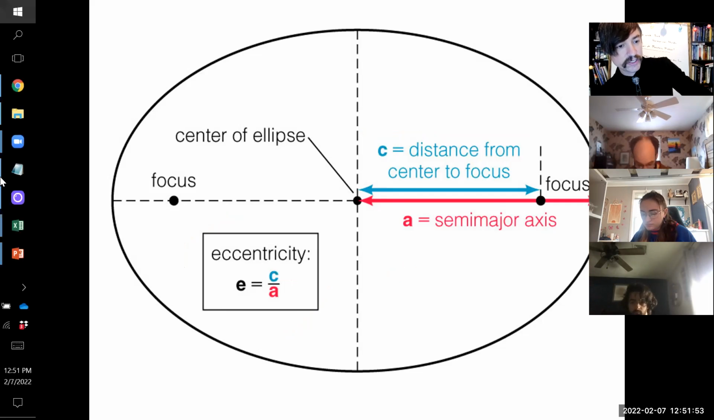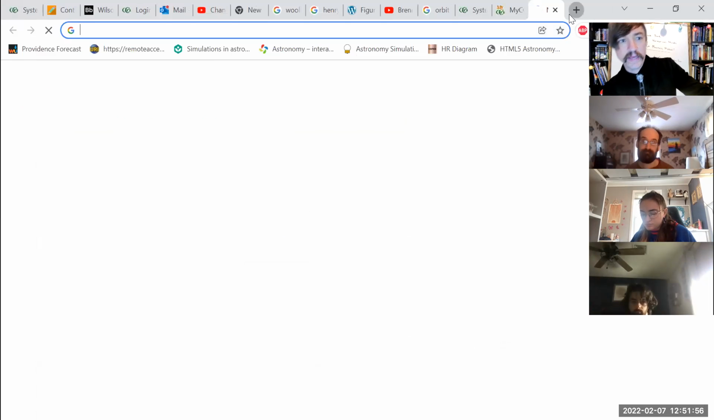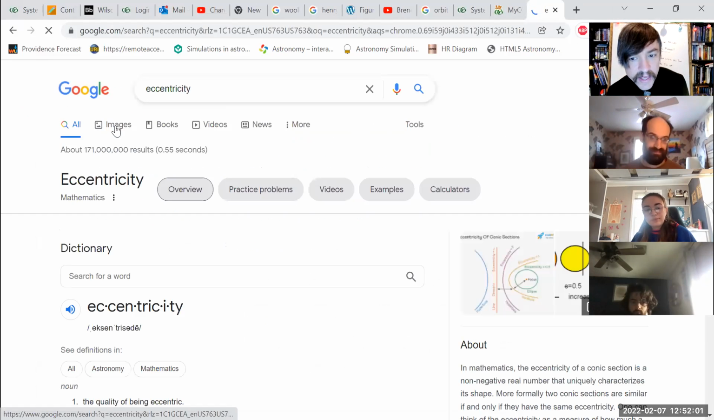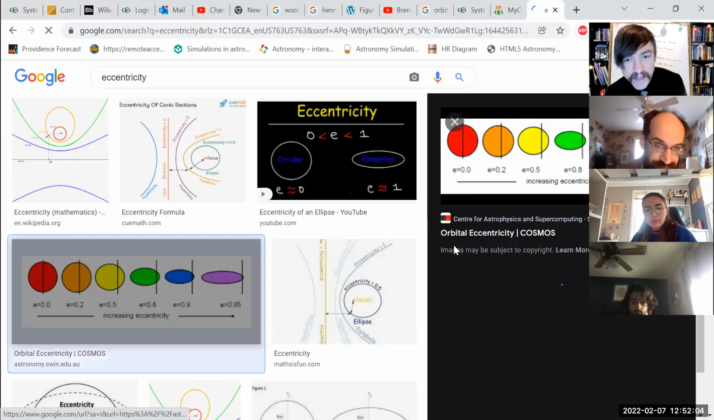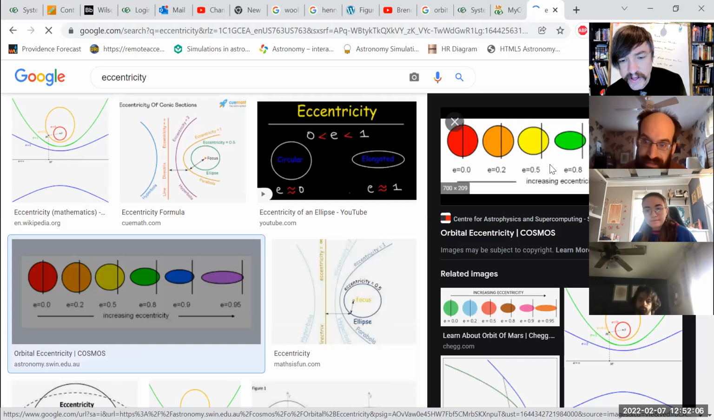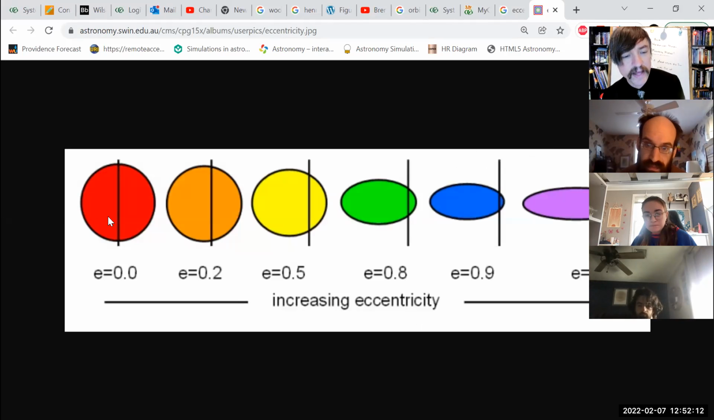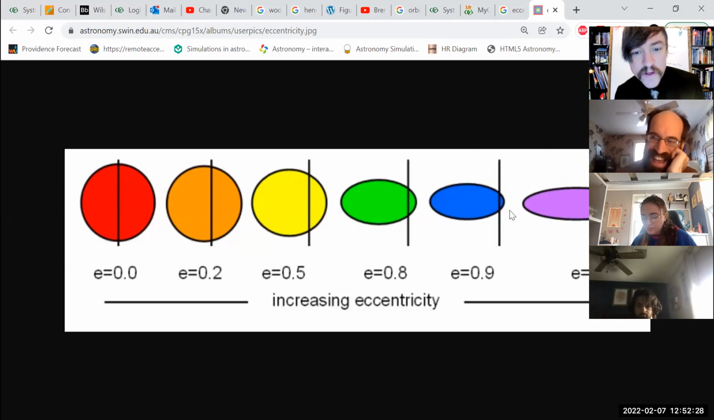And if I could, just as a quick digression here, if I type in eccentricity and I go to images, this animated graphic gives you a little sense of what different eccentricities look like, right? You can have an eccentricity of 0, which is actually a perfect circle. So a circle is actually a special type of an ellipse. But then as the eccentricity goes to 0.5, it gets more egg-shaped. And by the time you get up to 0.95, it gets kind of cigar-shaped, okay? So it's just telling you how squashed your planetary orbit is.